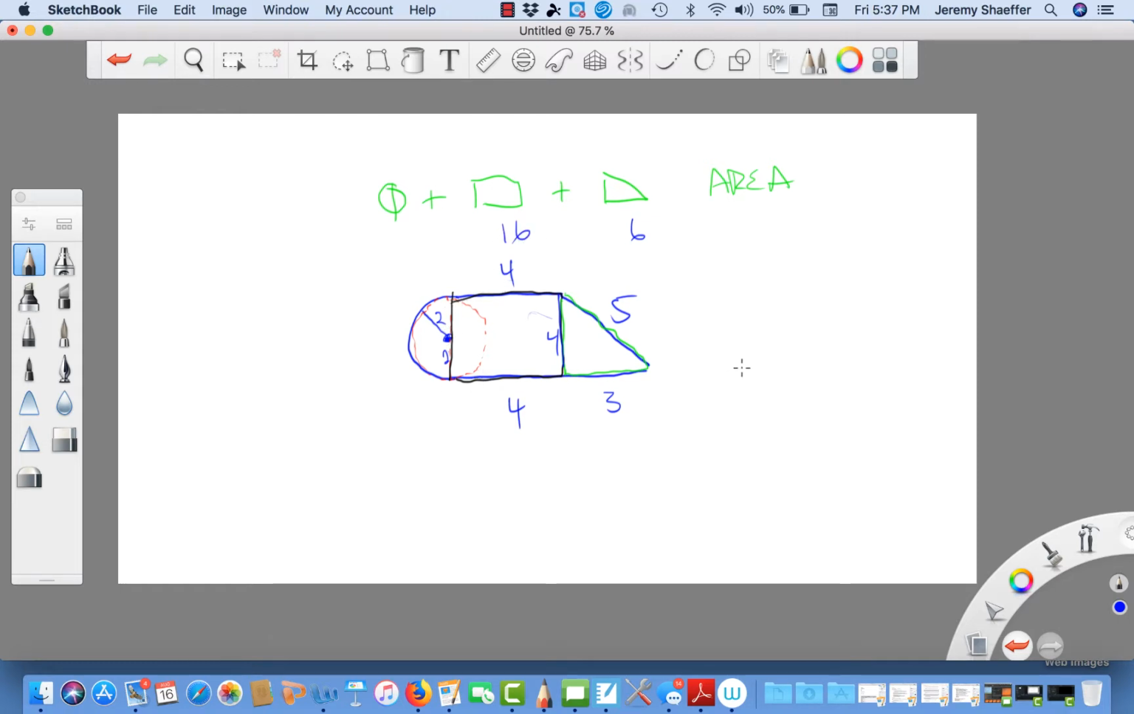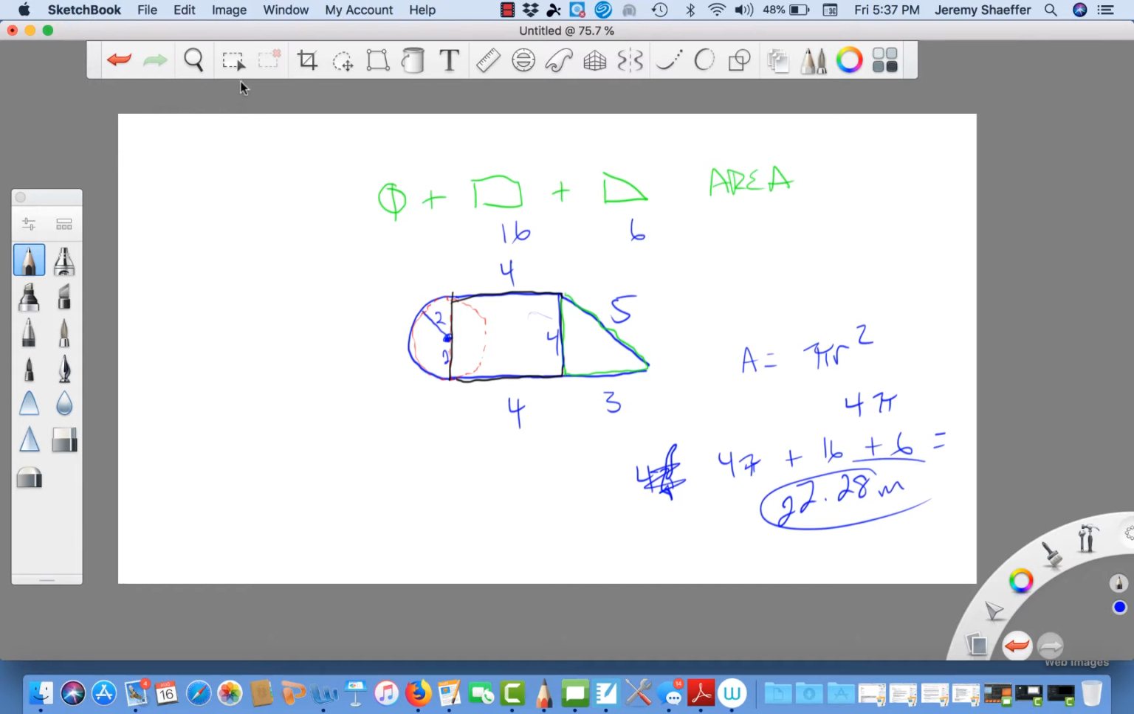All right, now to the circle. We know that the area of a circle is equal to pi r squared. Well, radius is 2, but 2 squared is 4, so it's 4 pi. So literally we're saying 4 pi plus 16 plus 6, that will give us our answer. And you'll note that the answer is 22.28 meters if you do your math correctly.